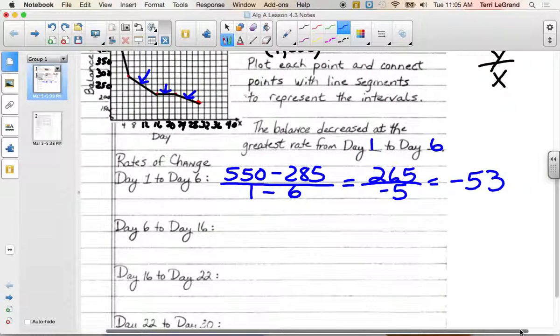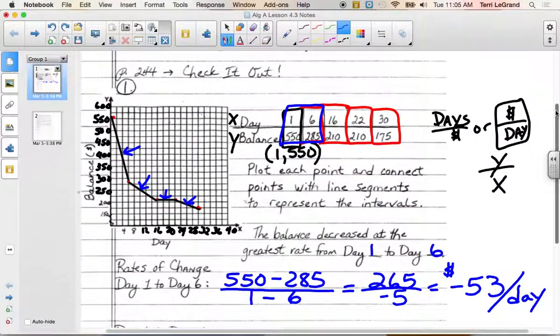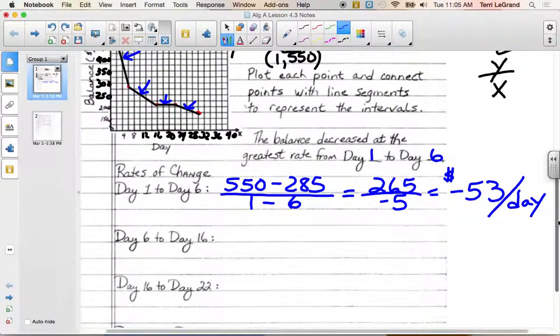Okay, now, rates of change always have labels. What was upstairs? The y, so what would the label be for this? Dollars per day, yeah. We just figured out that it was -$53 per day. That's the average that it went down. So a lot of money was getting taken out of that account and not as much going in, okay? And that looks like a good answer because it was going down pretty fast, wasn't it? Okay, so -$53 per day is the rate of change for the first time interval.